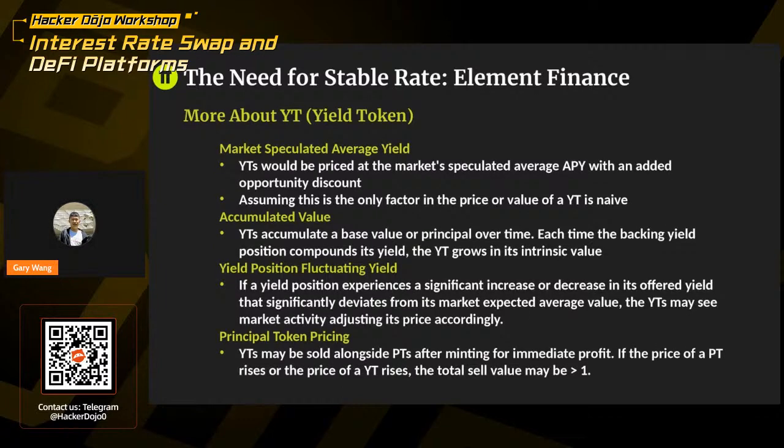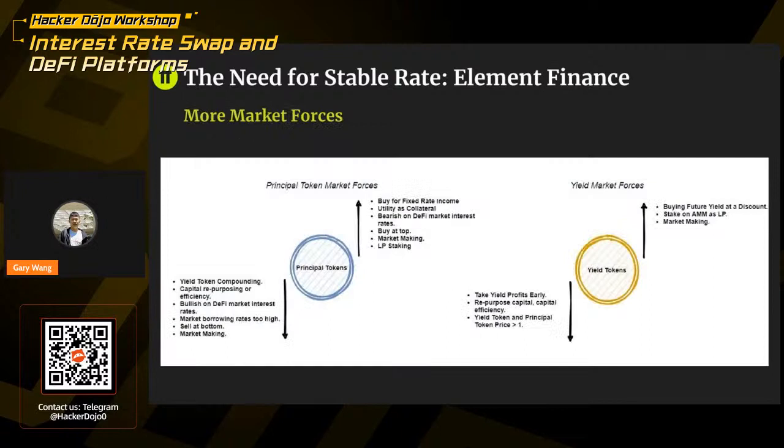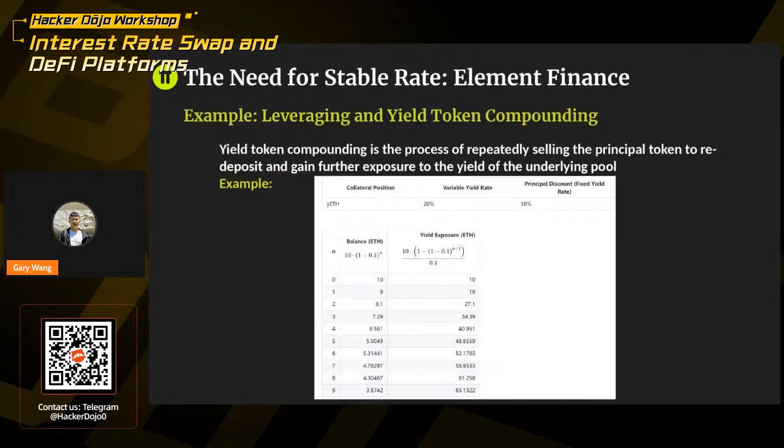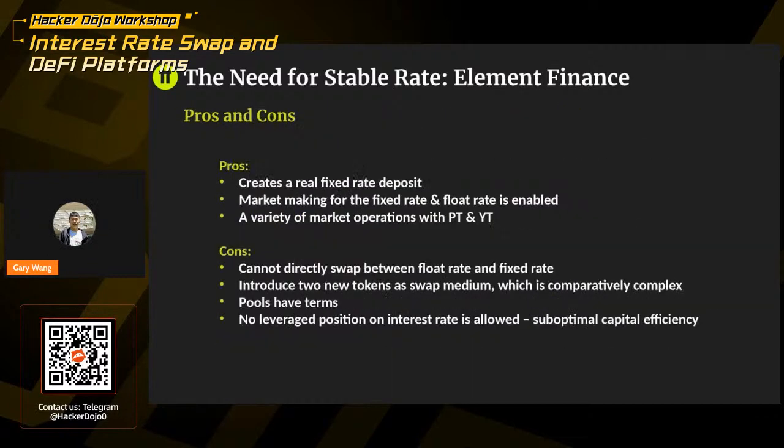So let us recap the previous slide. With this official automated market maker, you can trade the base token for the principal token, and by doing so, it is the equivalent of a fixed rate deposit for some term, and the term may be like 6 months in this example. So that is one of the biggest merits of the protocol.